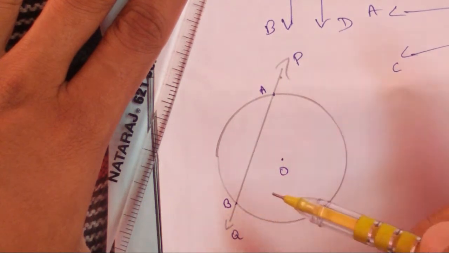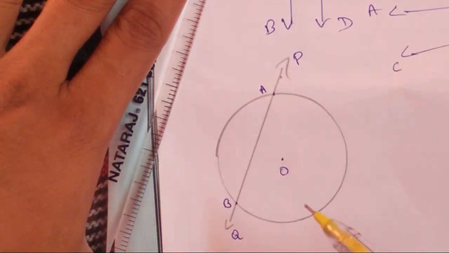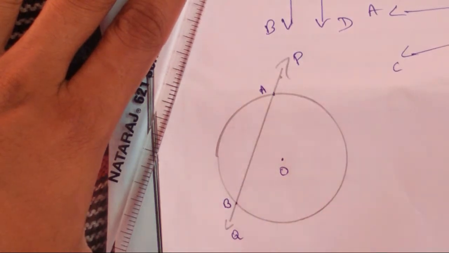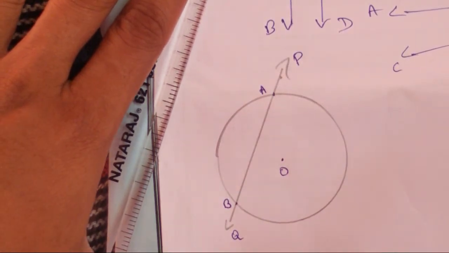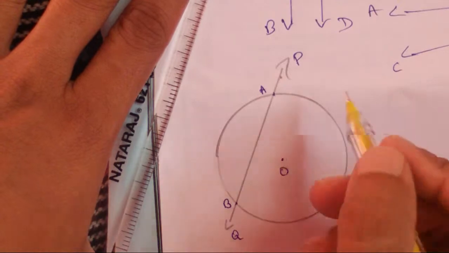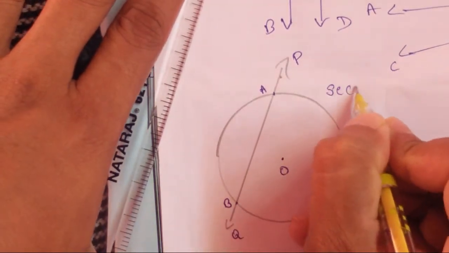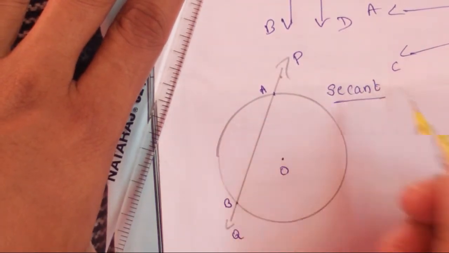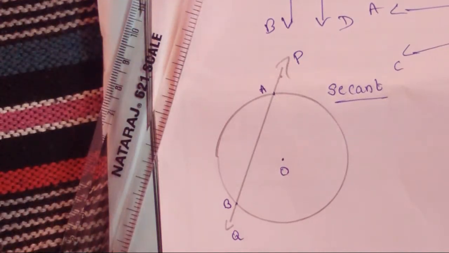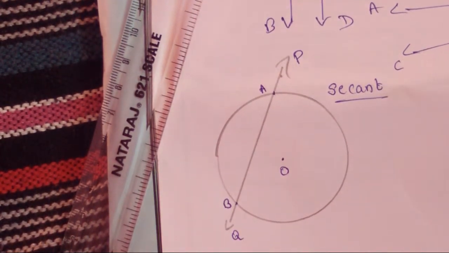So a line which passes through the circle in 2 distinct points, we call that line a secant. SECANT. Okay, if a line passes through the circle in 2 different points, then we are calling that line a secant.